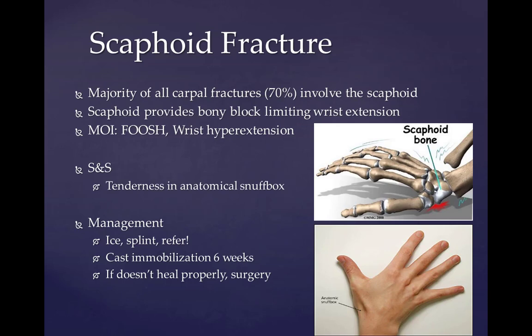Non-displaced or minimally displaced waist and distal fractures have a high rate of union, or complete healing, with closed cast management. If the fracture does not heal correctly or becomes a non-union fracture, which means the two parts of the bone do not completely heal, then surgical intervention may be necessary.